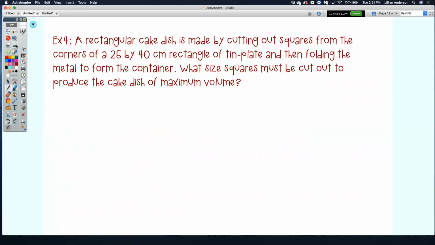All right, get this down. A rectangular cake dish is made by cutting out squares from the corners of a 25 by 40 rectangle of tin plate and then folding the middle to form the container. What size squares must be cut out to produce the cake dish of maximum volume? Okay, so a rectangular cake dish is made by cutting out squares from a 25 by 40 rectangular tin plate.